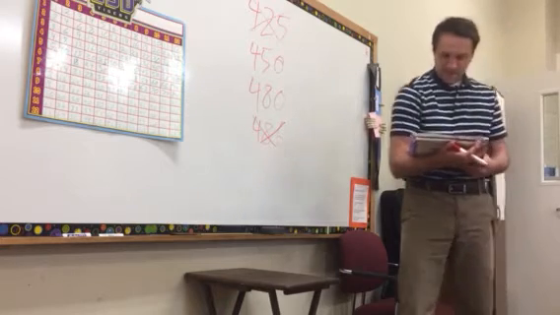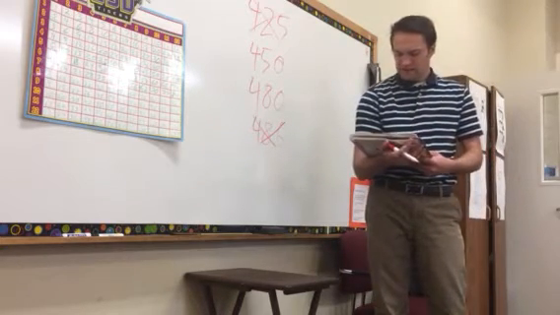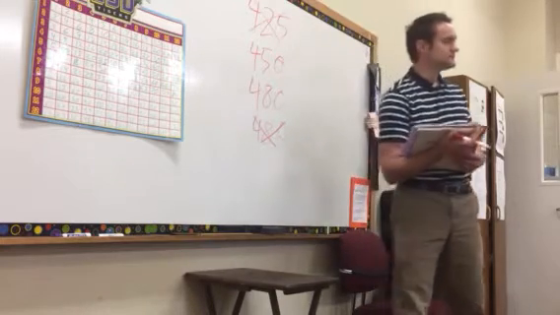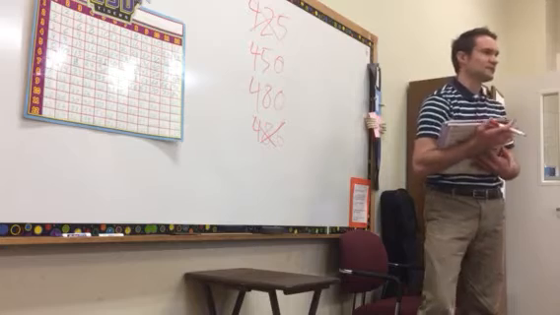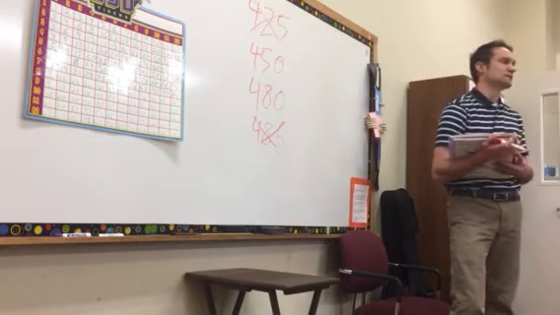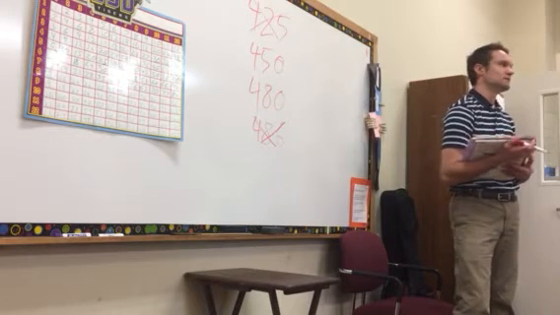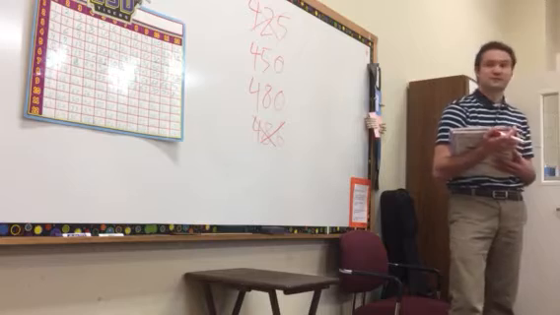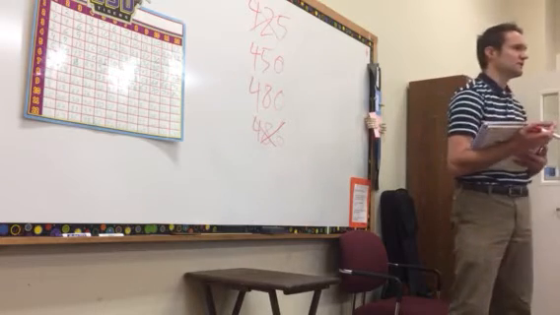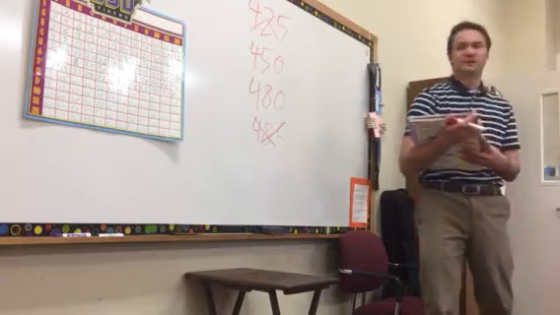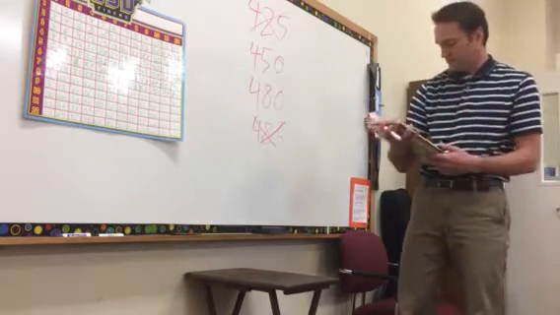And then, let's check for divisibility by 10. Is there one that's not divisible by 10? No, they're both divisible by 10. How do we know, Delilah? Because they both end in 0. So we got that.